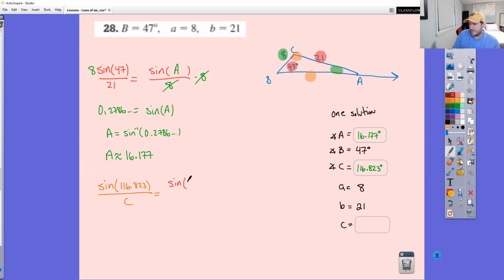It'll be the sine of the given angle, 47, divided by the given opposite side of 21. So we solve, cross multiply. It's going to be 21 sine 116.823. That's going to get divided by sine 47. That'll give us C. So let's do that in our calculator.